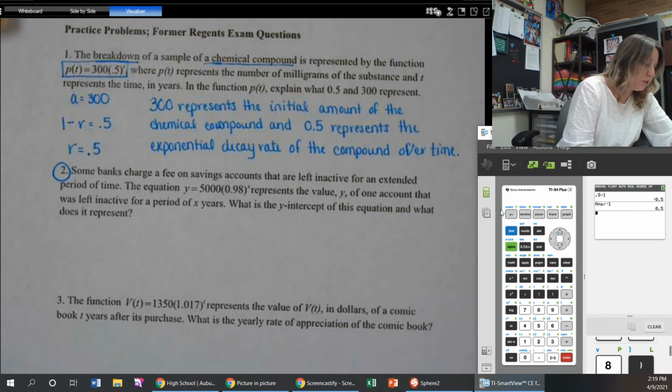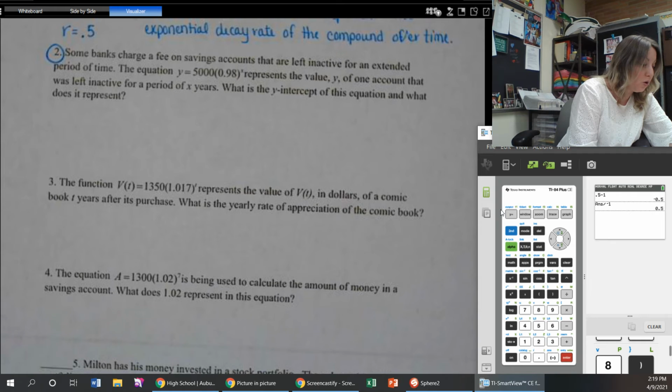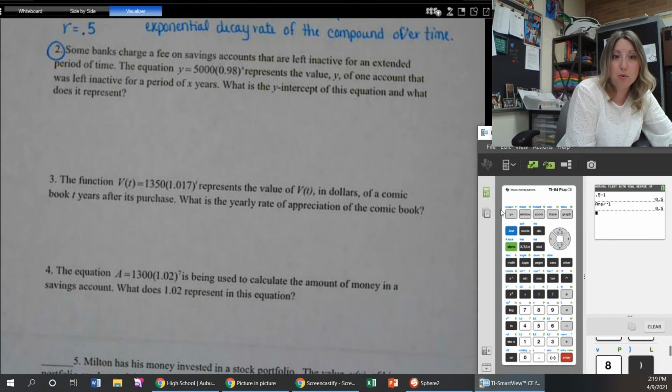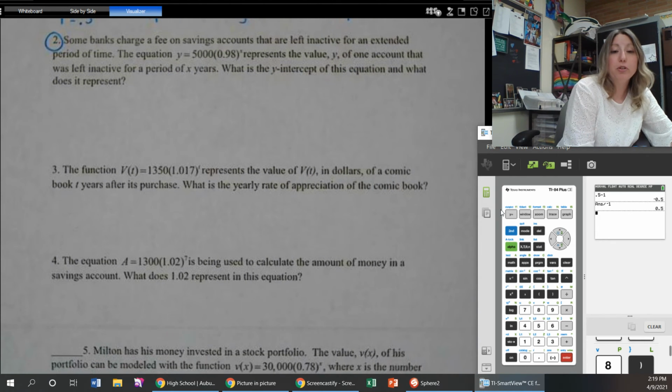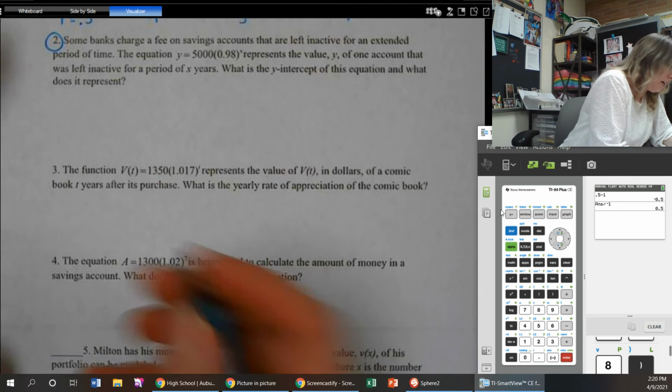The function V of T equals 1,350 times 1.017 raised to the T power represents the value V of T in dollars of a comic book, T years after its purchase. Cool. So V of T is the number of dollars the comic book is worth, and T is the number of years post-purchase. Whoa, that's a lot of money for the initial purchase of the comic book, huh? What's the yearly rate of appreciation of the comic book?